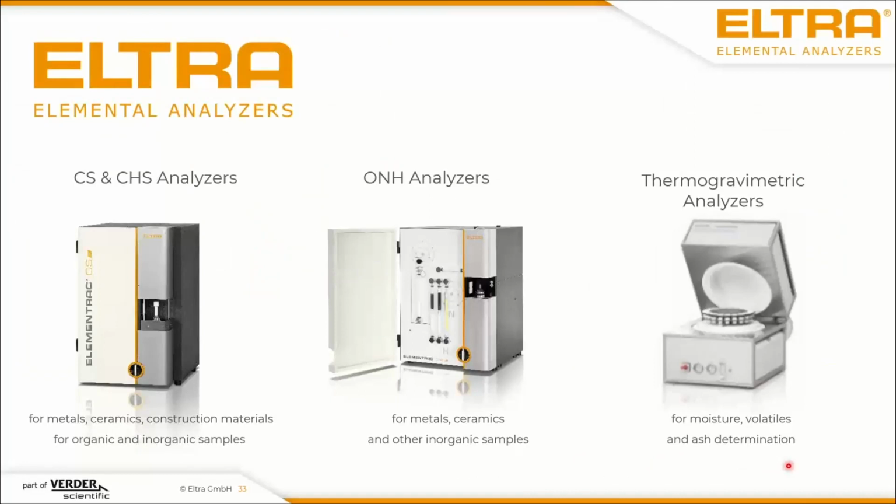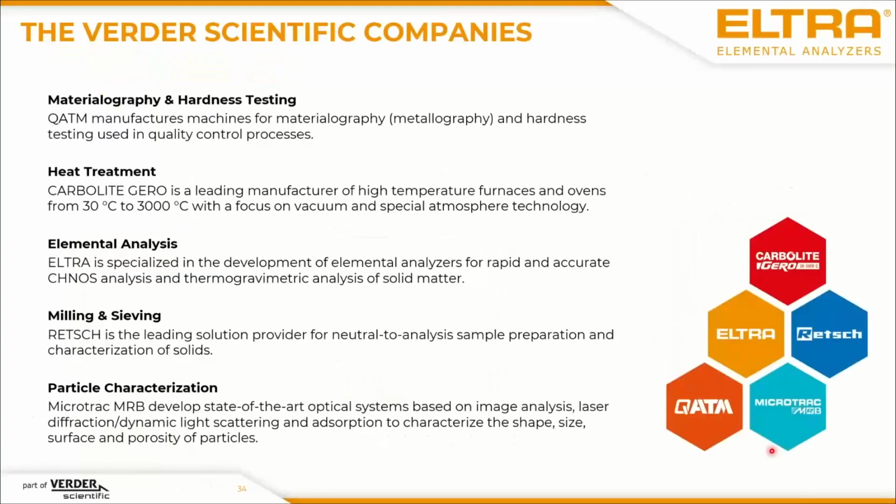I don't want to leave and say goodbye before giving a very, very small overview of the other kind of instruments ELTRA has. We have CS analyzers, not only for metals, but also for organic and inorganic samples such as coal or woods. We have ONH analyzers for metals, ceramics, and inorganics. And we have a TGA, a thermogravimetric automatic analyzer for moisture, volatiles, and ash determination. So if you are interested in any information about those analyzers, don't hesitate to let us know. We will be glad to help you.